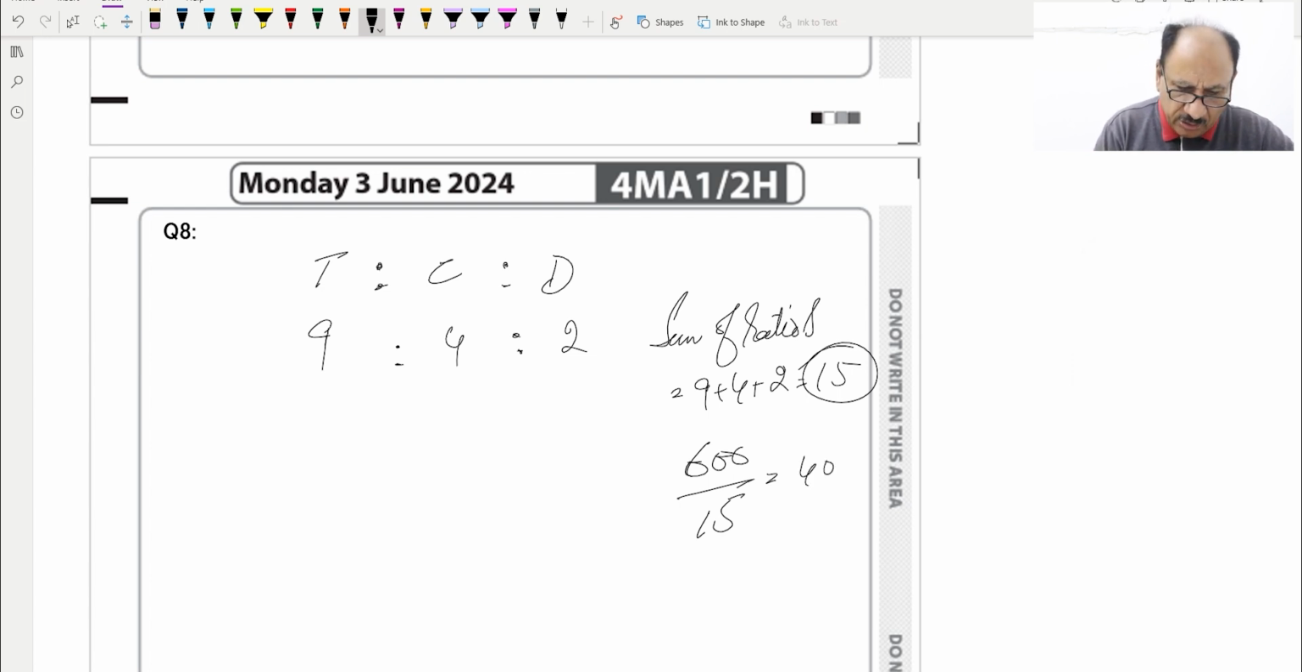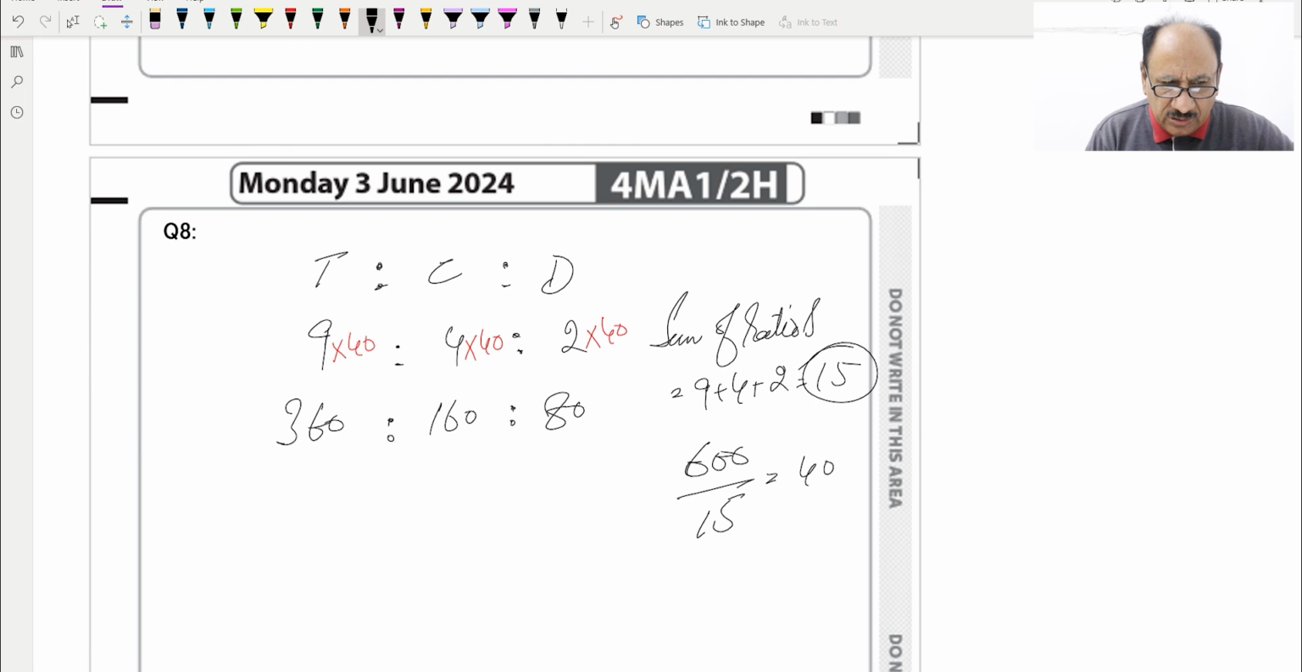So each ratio will be multiplied by 40. This one multiplied by 40, this one also multiplied by 40, and this one will be multiplied by 40. This is how we will get the actual number of bulbs planted. So this will be 360, and the ratio 4 times 4 is 16, so 160, and this will be 80. So these are the actual numbers.